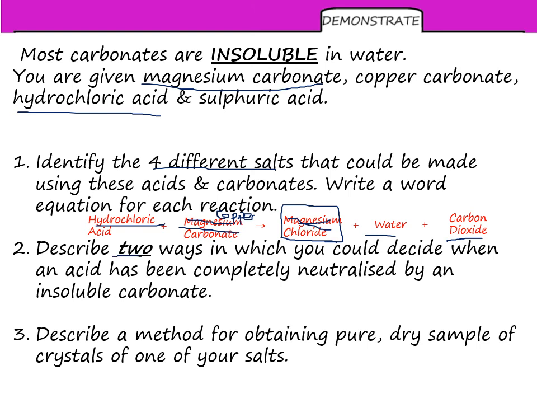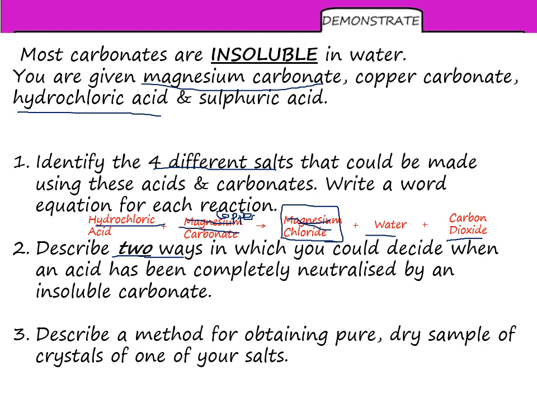And then it says describe two ways in which you could decide whether an acid has been completely neutralized by an insoluble carbonate. Well, you could use universal indicator. If our acid has been neutralized, our indicator should change color to indicate that the solution is pH 7, it is neutral. Or you could keep adding the carbonate until no more reacted, and you would see that because the carbonate would stop disappearing in our acid. So if you add an excess, when the reaction stopped, you'll start getting the insoluble carbonate forming in your acid.